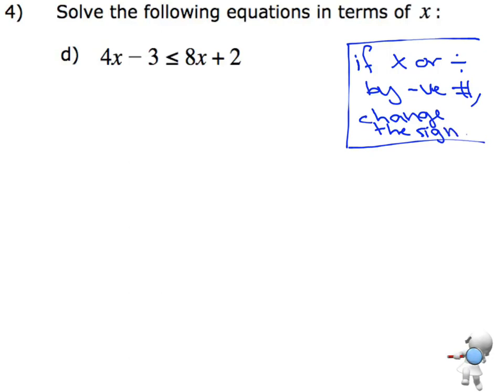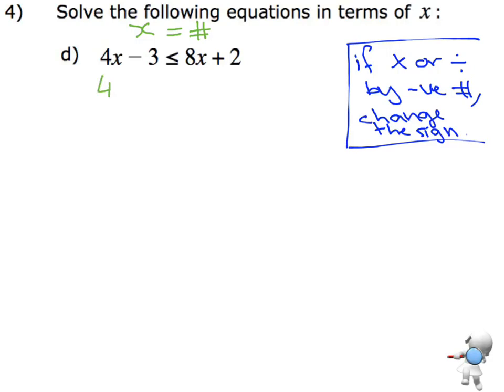So every step of the way we just need to ask ourselves, am I multiplying or dividing by a negative number? And if the answer is yes, then I need to change that inequality sign around. So let's just start by doing what we would normally do. I want to get the x's on the left hand side and I want to get the numbers on the right hand side. Okay, that's what I'm trying to get to.